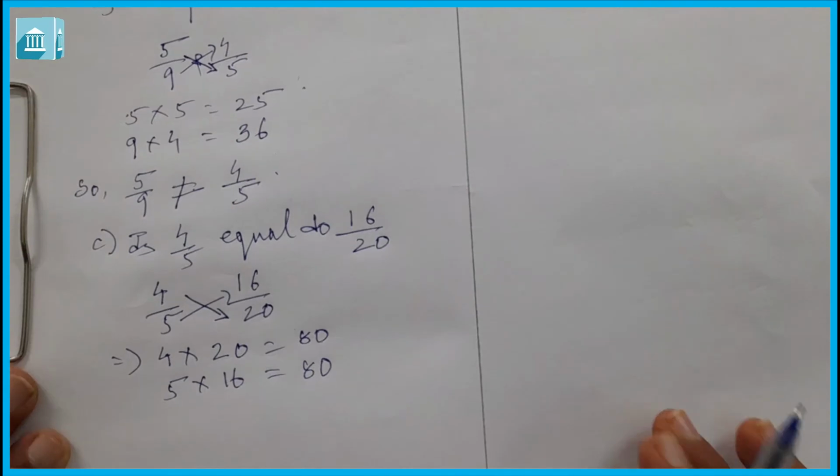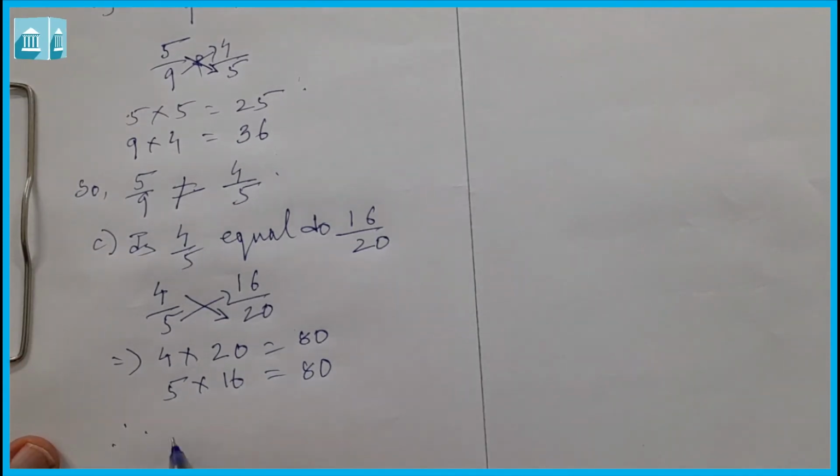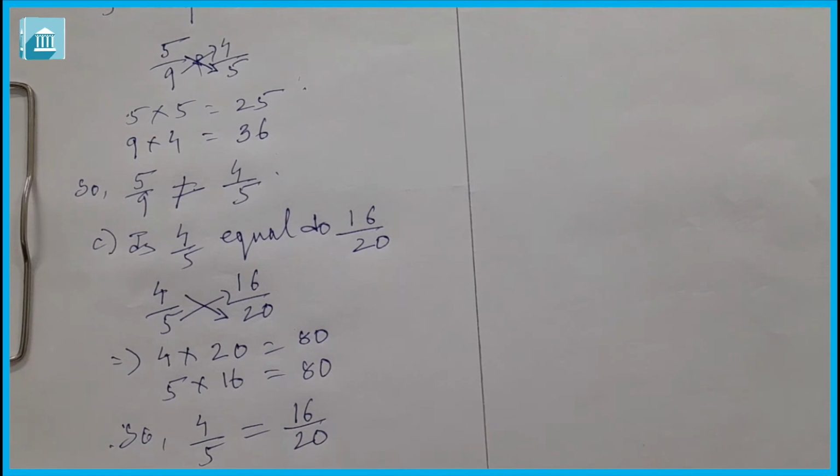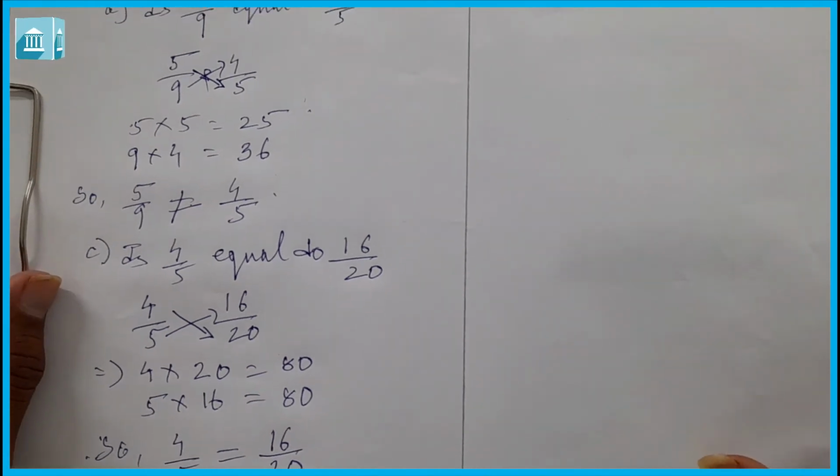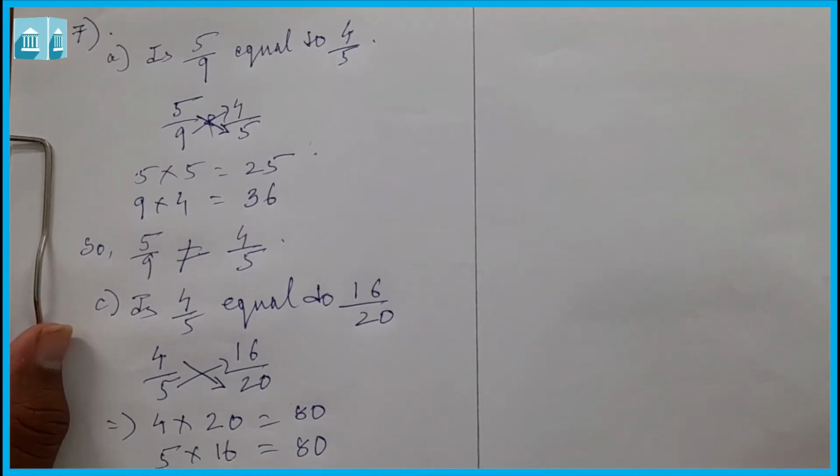So we can say that 4 by 5 is equal to 16 upon 20. So in this way you can find the other two as well. Now let us come to question number 8.